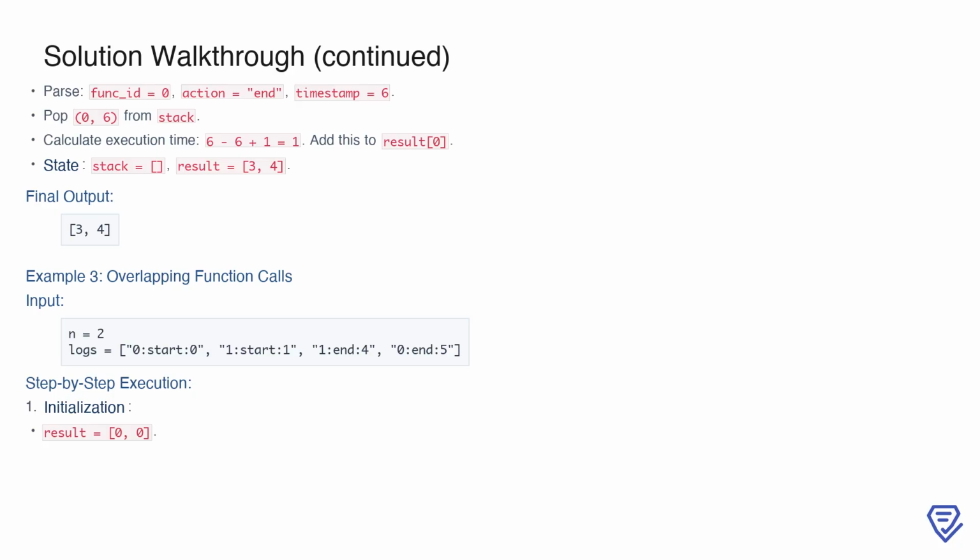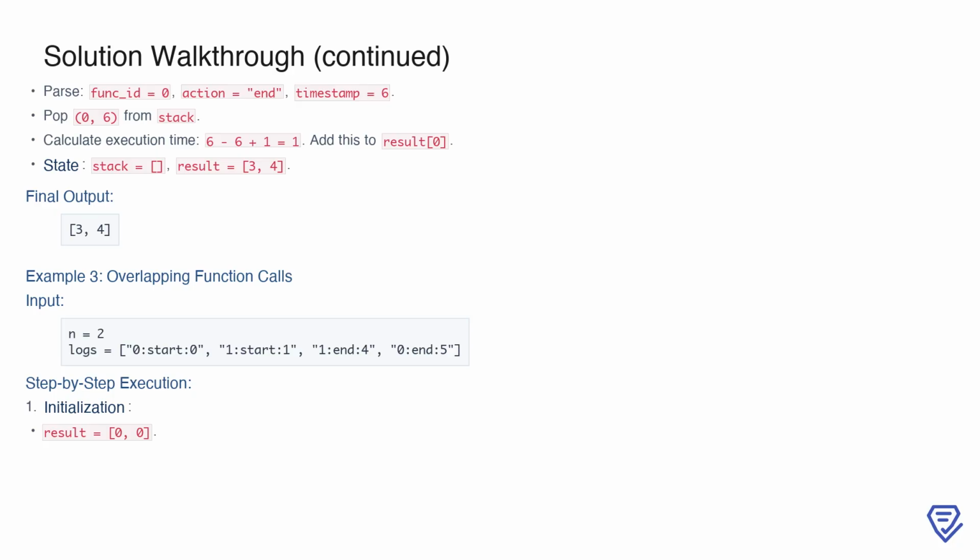Since function 0 is already running, we calculate the time spent by function 0 so far as 1 minus 0 equals 1, and update result[0] accordingly. Then we push [1, 1] onto the stack. The stack now contains [0, 0] and [1, 1], while result updates to [1, 0].